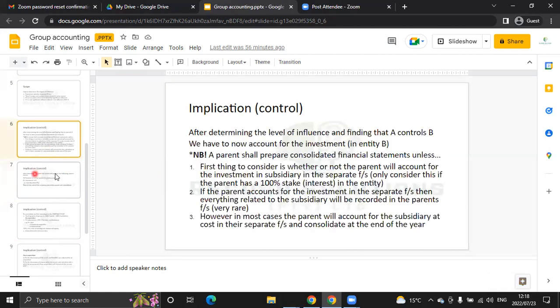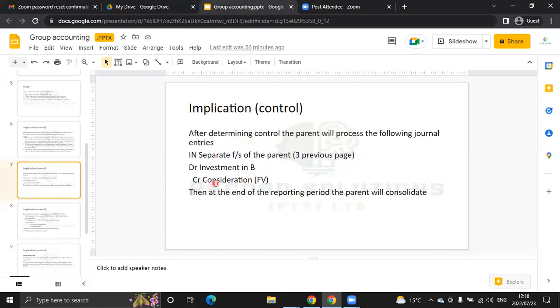So far, what do we have in B's separate financial books? We don't have anything, but in A, we have this consideration. Obviously, it's many. It will look something like investment in B, credited by maybe bank, PPE, all the consideration that you use. You won't write consideration here; you will just write the accounts themselves, right? That's basically how they account for it when they start, right? So at the beginning, this is how they account for it.